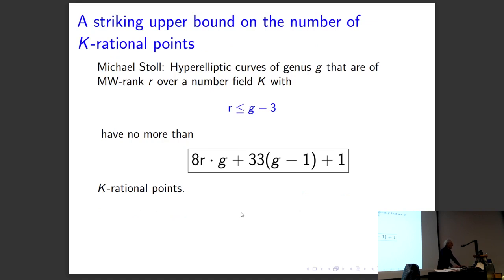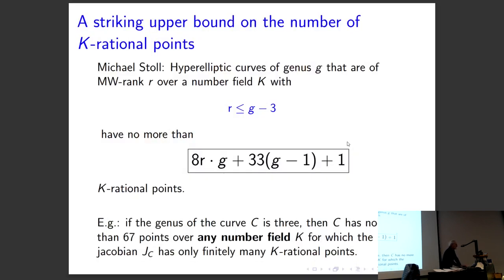For example, here's a striking upper bound for the number of k-rational points. It's due to Michael Stoll. If the rank is less than or equal to g minus 3, you have this staggeringly impressive bound for the number of k-rational points. That is to say, for example, if the genus of the curve is 3, then C has no more than 67 points over any number field.